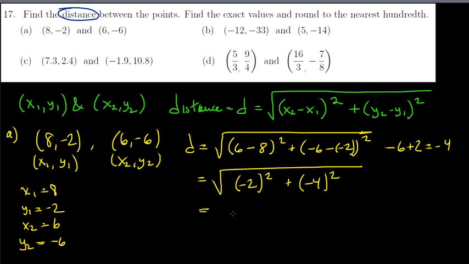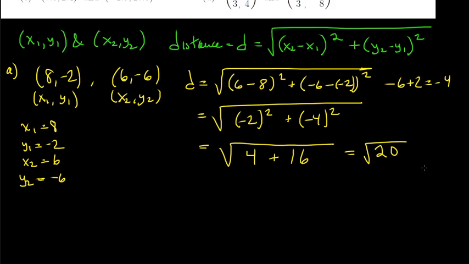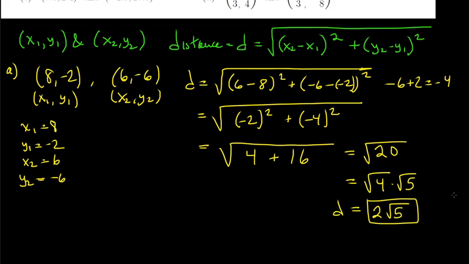All right. Now, what's negative 2 squared? It's positive 4. What's negative 4 squared? It's positive 16. And what's 4 plus 16? It's 20, but don't forget the square root, right? So square root of 20, and we can simplify that as square root of 4 times square root of 5, and square root of 4 is 2. So 2 square root of 5 is our answer, right? So that's the distance between the 2 points. 2 square root of 5, right?